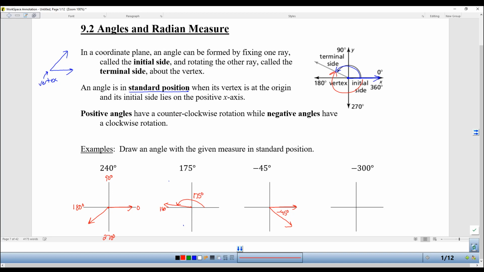175. So again, negative 300 is going to go backwards. And since all the way around would be 360, I don't want to quite go all the way around. But this right here would be my minus 300 degrees. And it's just 60 short of going all the way around.